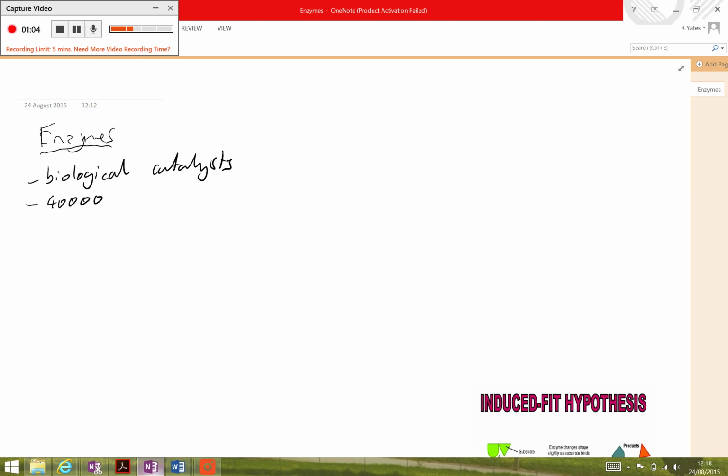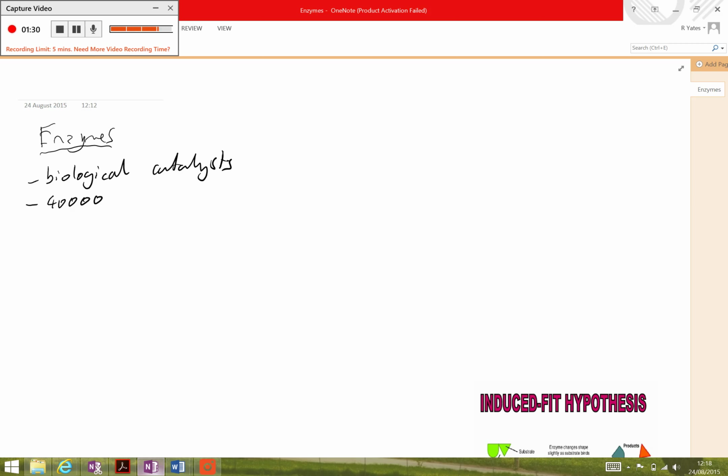Enzymes were discovered in about 1900, in fermenting yeast, and the word enzyme actually means in yeast. As well as catalyzing all the metabolic reactions, they also act elsewhere in the body. You'll see them in protein pumps, in receptors, in different motors around the body. So they are a really, really important set of molecules.